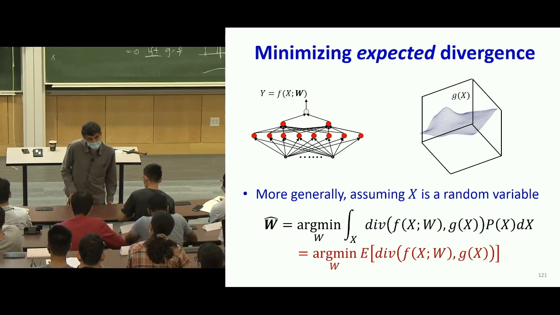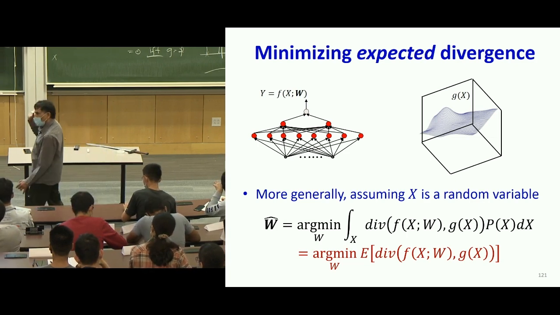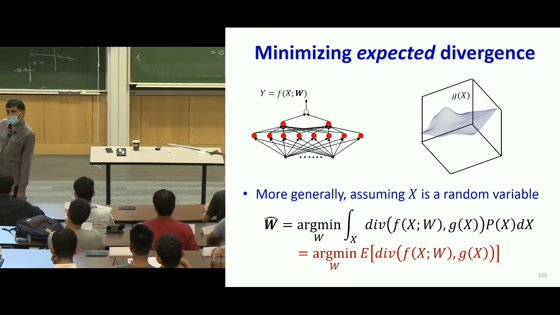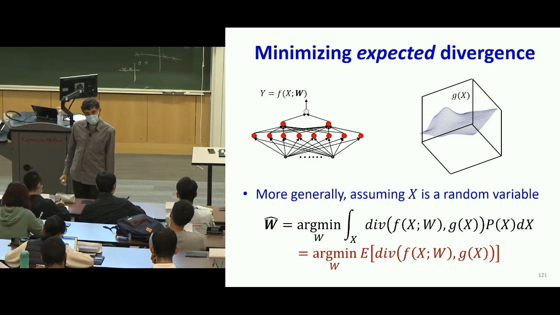The pardon what? The fairness problem? Yeah, right. Not really. This is something far more basic, right? So what are we actually looking at? The expected value. This is an expectation, right?